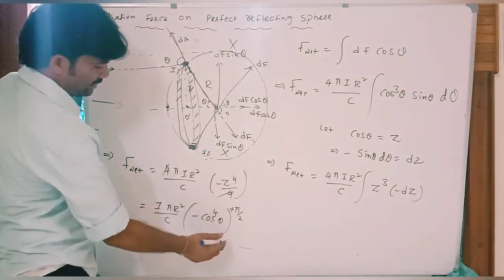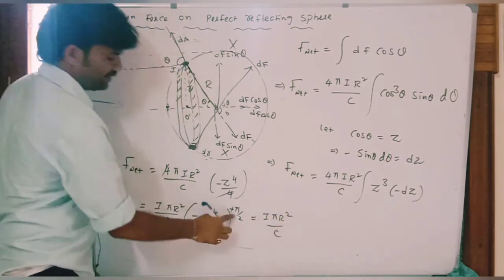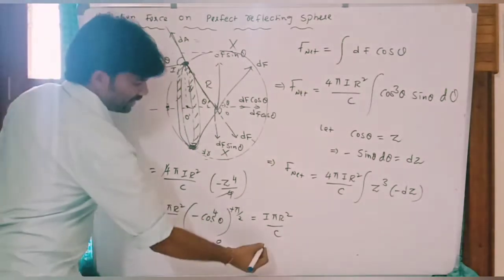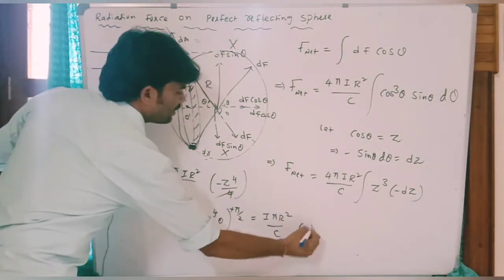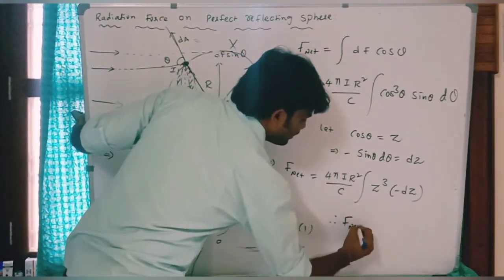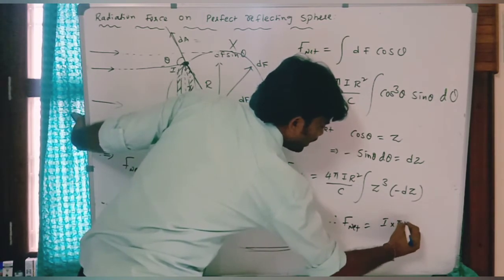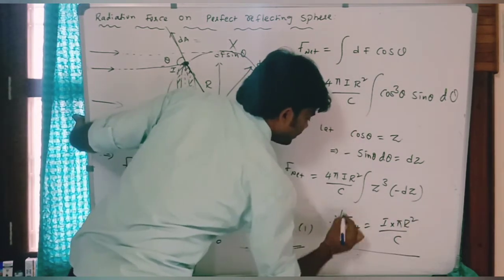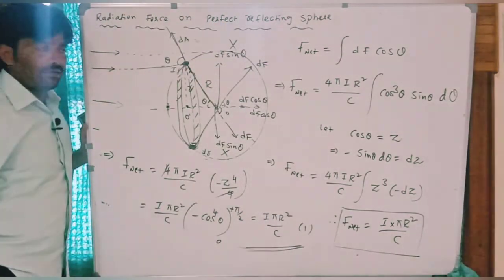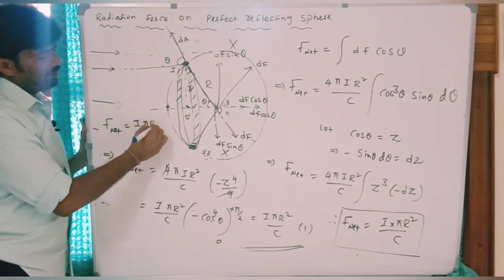Now apply the limits. You will have I pi r square by c, with the upper limit cos 90 being 0 and the lower limit being 1. So directly you will have this, that is 1, after application of limits. Therefore the force experienced by this perfectly reflecting sphere due to radiation is I into pi r square by c. The same thing we got for the perfectly absorbing sphere. For the perfectly absorbing sphere also we got I into pi r square by c.